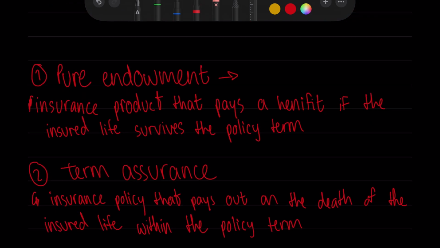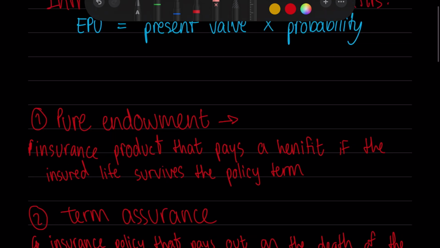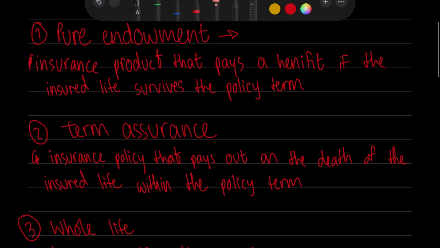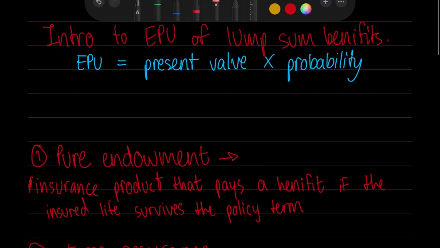The first one is a pure endowment. This is, for me, the simplest one, and when I draw out the timeline, you'll see why it's so simple. This is an insurance product that's going to pay out a benefit if the insured life survives the policy term. We're talking about 5 different insurance products here, and all of them are going to have their own notation. This might be new if you've never seen it before.